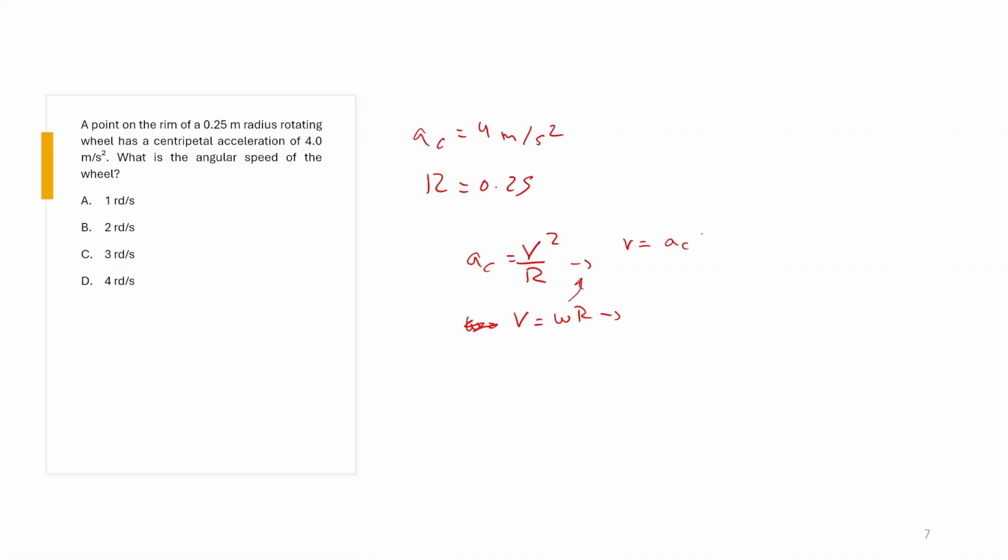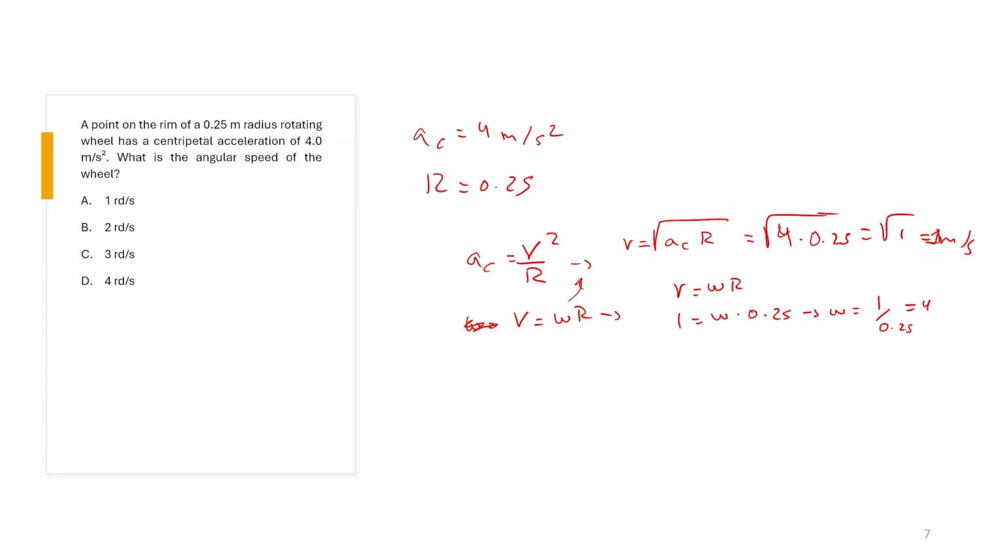Velocity is going to be the square root of the centripetal acceleration times the radius. So that's the square root of 4 meters per square second times 0.25. How much is that? That's the square root of 1, so that's 1 meter per second. Once I have the velocity of 1 meter per second, I can find omega from v equals omega times radius. Velocity is 1, omega we don't know, radius 0.25. So omega is 1 divided by 0.25, which is 4 radians per second. So 4 radians per second, option D.